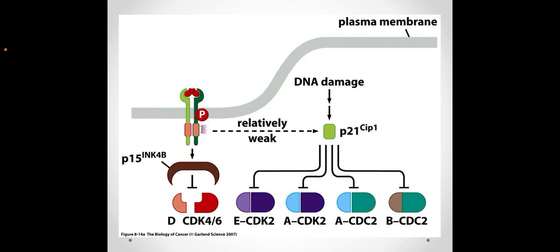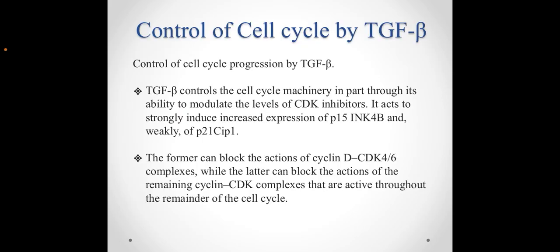These are the diagrams showing the actions of the INK4 protein family and the CIP and KIP family, all occurring inside the cell, because the genetic material is present inside the cell. The cell is dividing. In the cell cycle, in the process of mitosis or meiosis, there are different levels of the cyclins, the CDKs, and the inhibitors to check it.